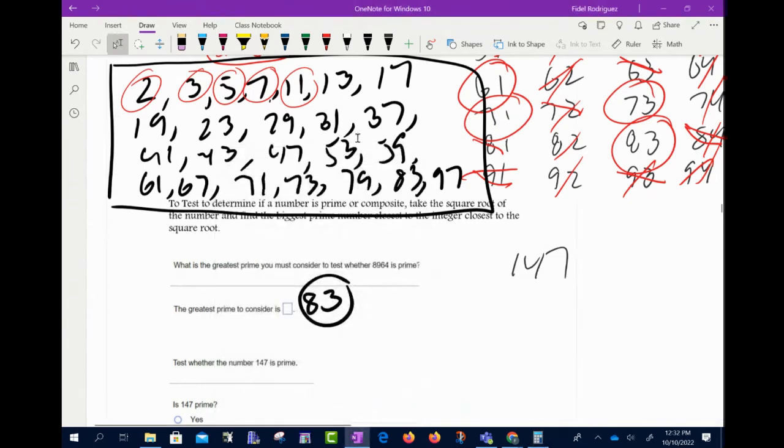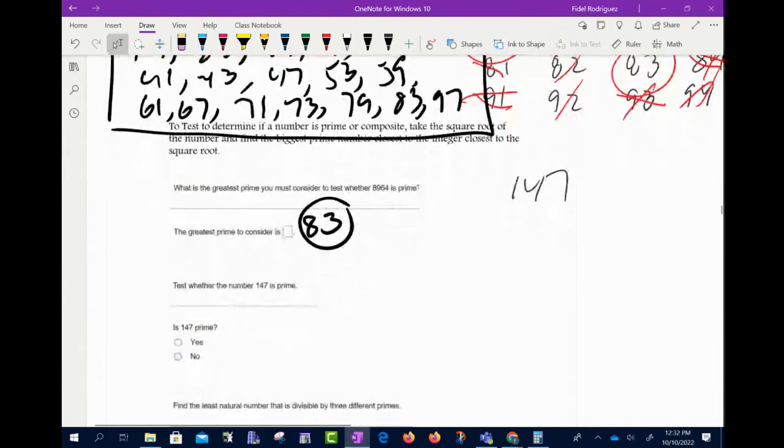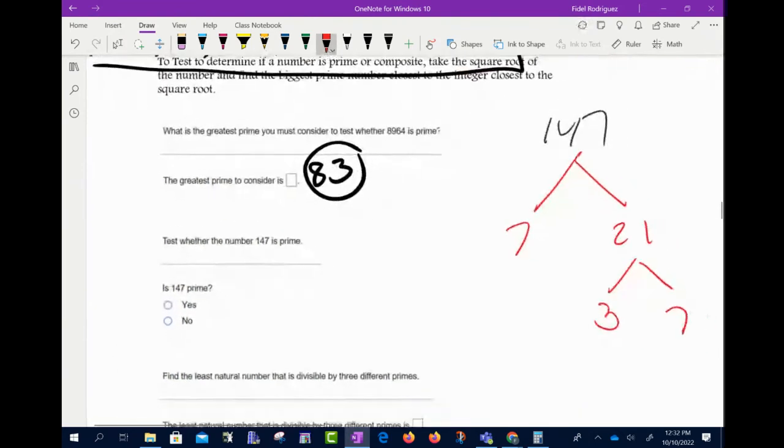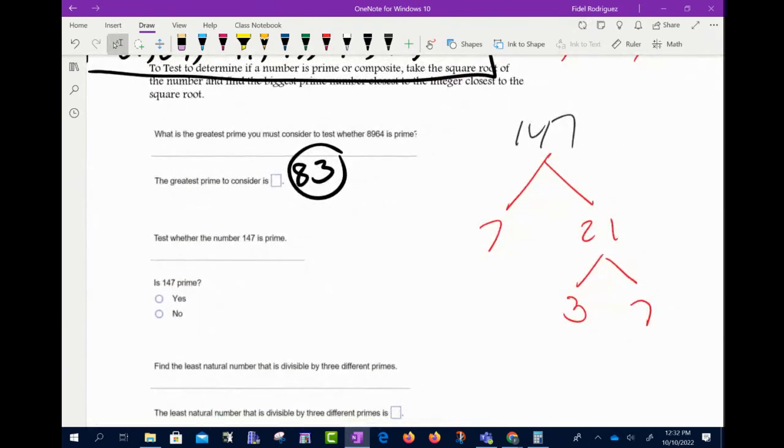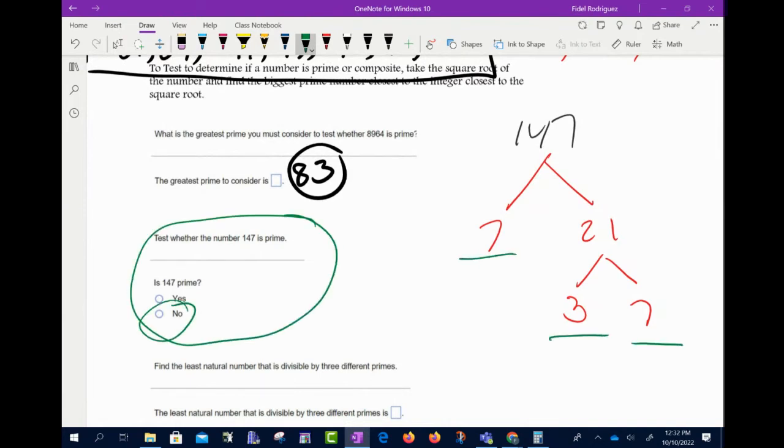So that means that we can break up this number here into 7 and 21, and we can break down 21 into 3 times 7. So the question is, is the number 147 prime? No, it isn't. Why? Because we could break it down further, right? That's how I know it's not prime. Okay.